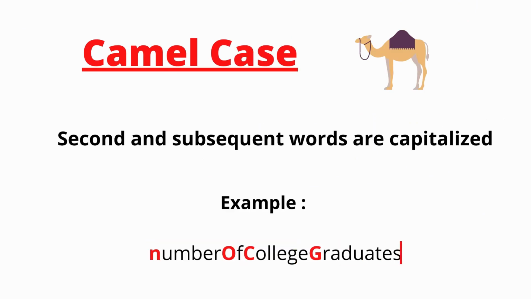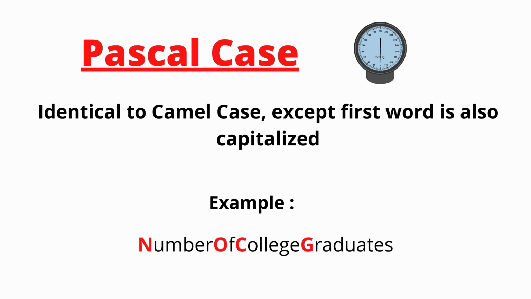First is camel case. In this type of casing, second and subsequent words are capitalized to make word boundaries easier to see. Please notice that the first letter has not been capitalized. Example, number of college graduates. Second is Pascal case. This type of casing is identical to camel case, except first word is also capitalized in it. Example, number of college graduates.